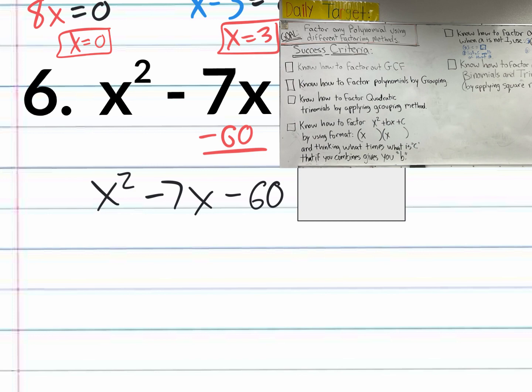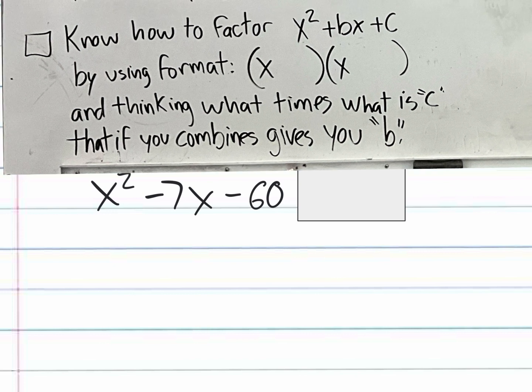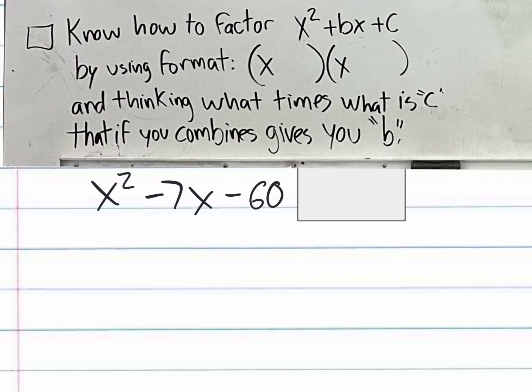Okay, here it is. So if we look, we already did the GCF. We did factoring by grouping. Look down here on this last one. It says, know how to factor x squared plus bx plus c when there's no number in the front. See, there's no number in the front. So what do we do? It says on the board to use this format: parenthesis, parenthesis, xx. So let's do that.